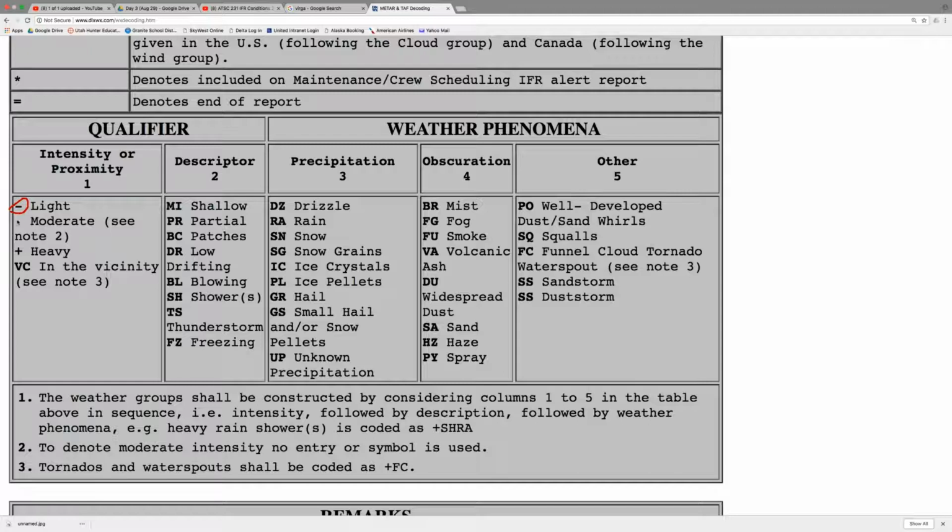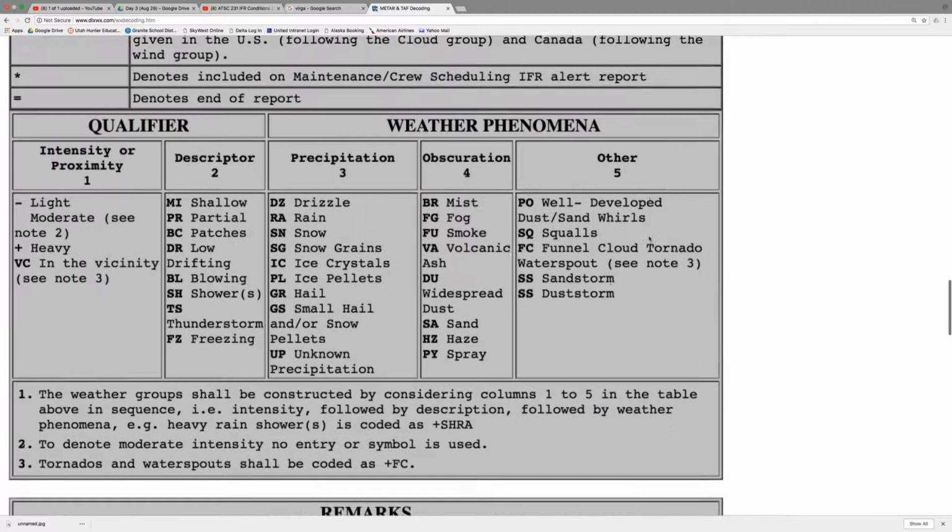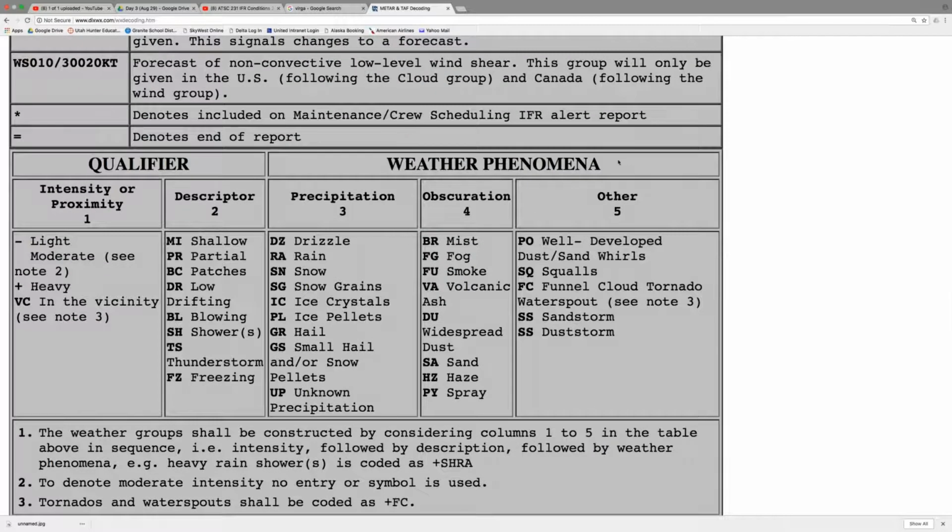If you see a negative sign, that means it's light. If you don't see anything, it's moderate. And if you see a plus, it's heavy. VC is in the vicinity. All of these right here, you have to have memorized because you will be asked on every interview. You spend a heck of a lot of time decoding METARs and TAFs as a dispatcher, so on and so forth. So please, please, please memorize all of those.